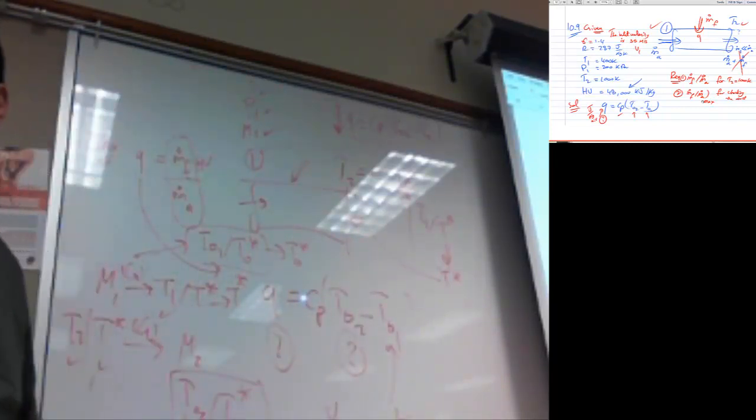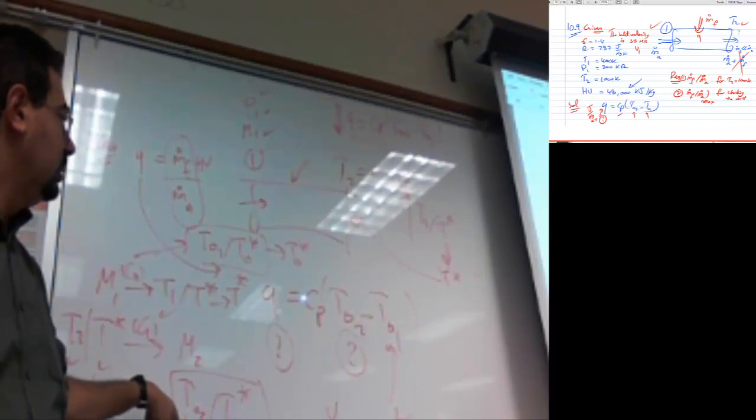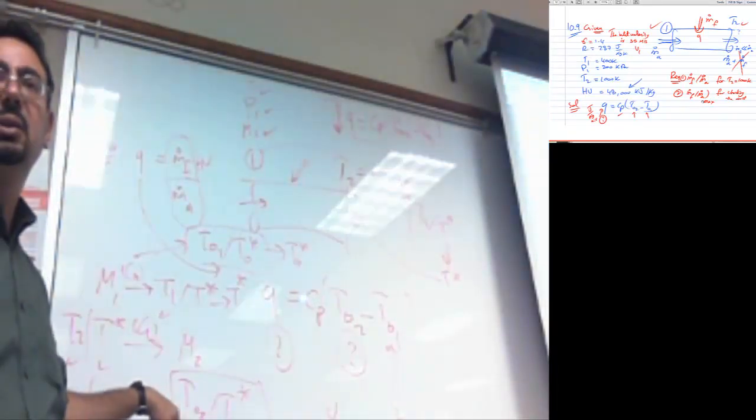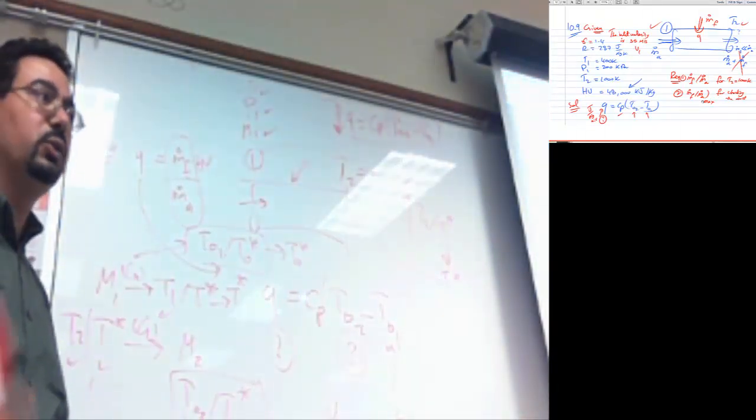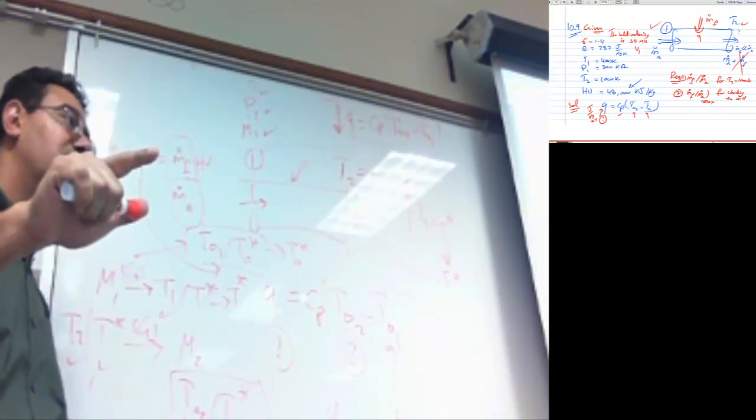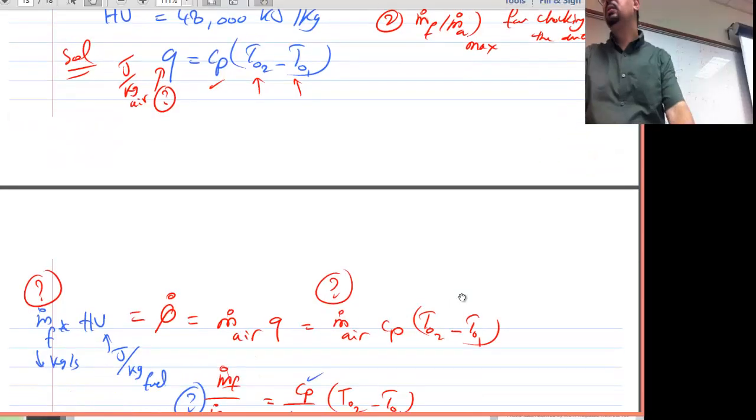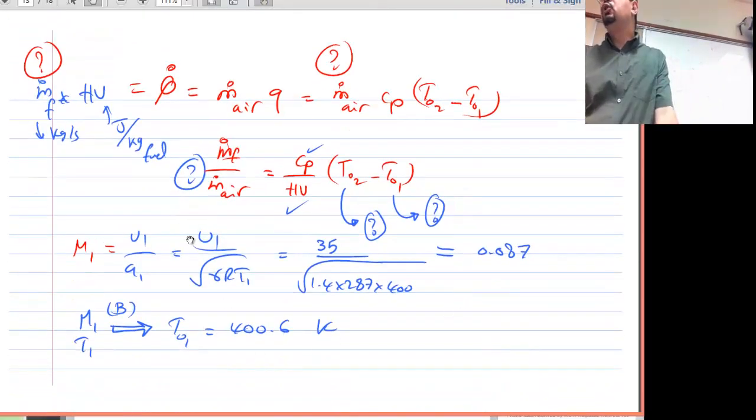And the second part, when you asked what is the max? Obviously the max is when T naught 2 is T naught star. I don't really have to go for M2. From M1, I will just go and get T naught star. That's the T naught 2. Good. And that's the solution over here, okay?